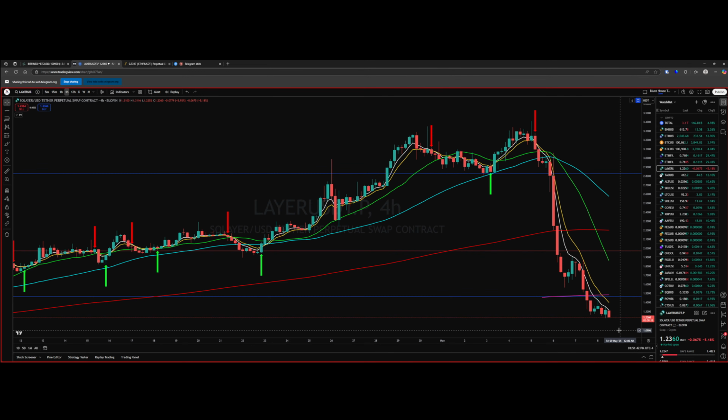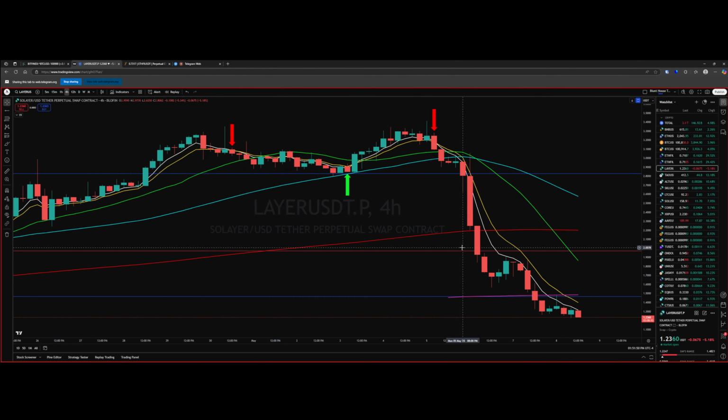And how do we know that it's not done? We know that it's not done because at no point in time have we broken our trend, right? Like, look how clean this is.